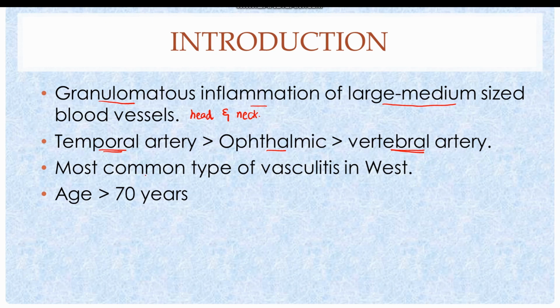Giant cell arteritis is the most common type of vasculitis in the West, as well as the most common type of vasculitis affecting the old age. The disease comes to clinical notice often after the age of 70 years.